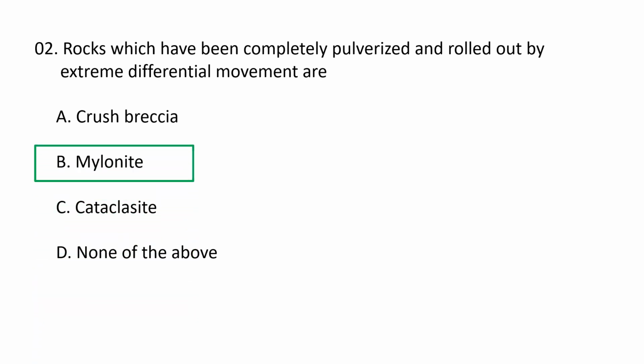Mylonite. Mylonite is a fine-grained, compact metamorphic rock which is produced by dynamic recrystallization of the constituent minerals, resulting in the reduction of the grain size of the rock. These mylonites can have different mineralogical compositions, and it's a classification based on the textural appearance of the rock. So it is completely pulverized and rolled out by the differential crustal movements. So B. Mylonite is the correct option.